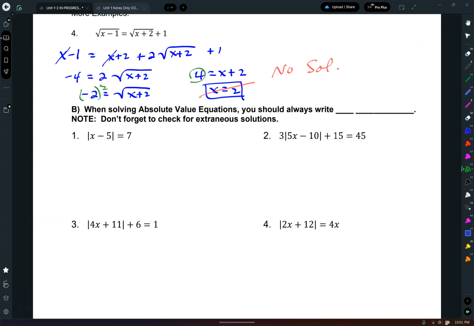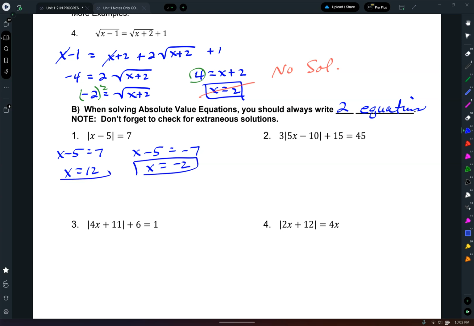Okay. Let's talk absolute value equations. Remember the situation on absolute value equations is that you should always remember to write 2 equations. Write 2 equations. And so basically, once the absolute value is by itself, you write your 2 equations, right? So the first one is x minus 5 equals that positive 7. The second one will be x minus 5 equals that negative 7. I think you remember that, right? You write 2 equations. You solve each one separately. x equals 12 or x equals negative 2. And I have 2 solutions.